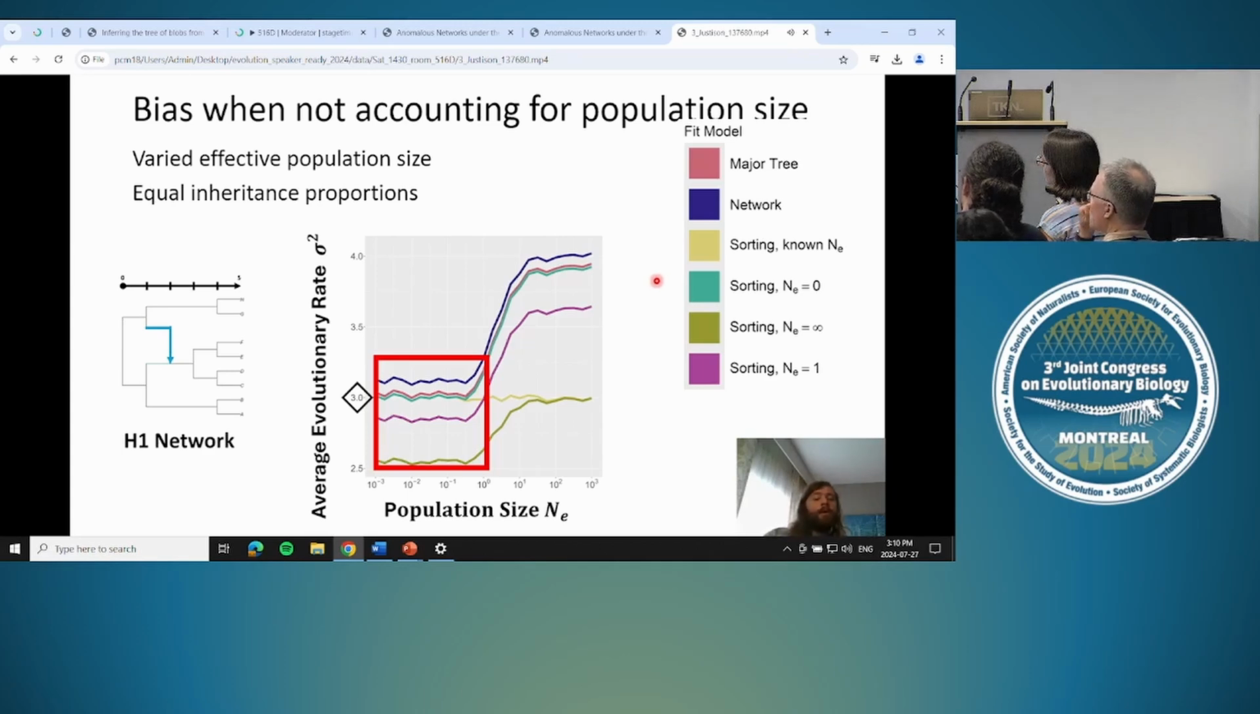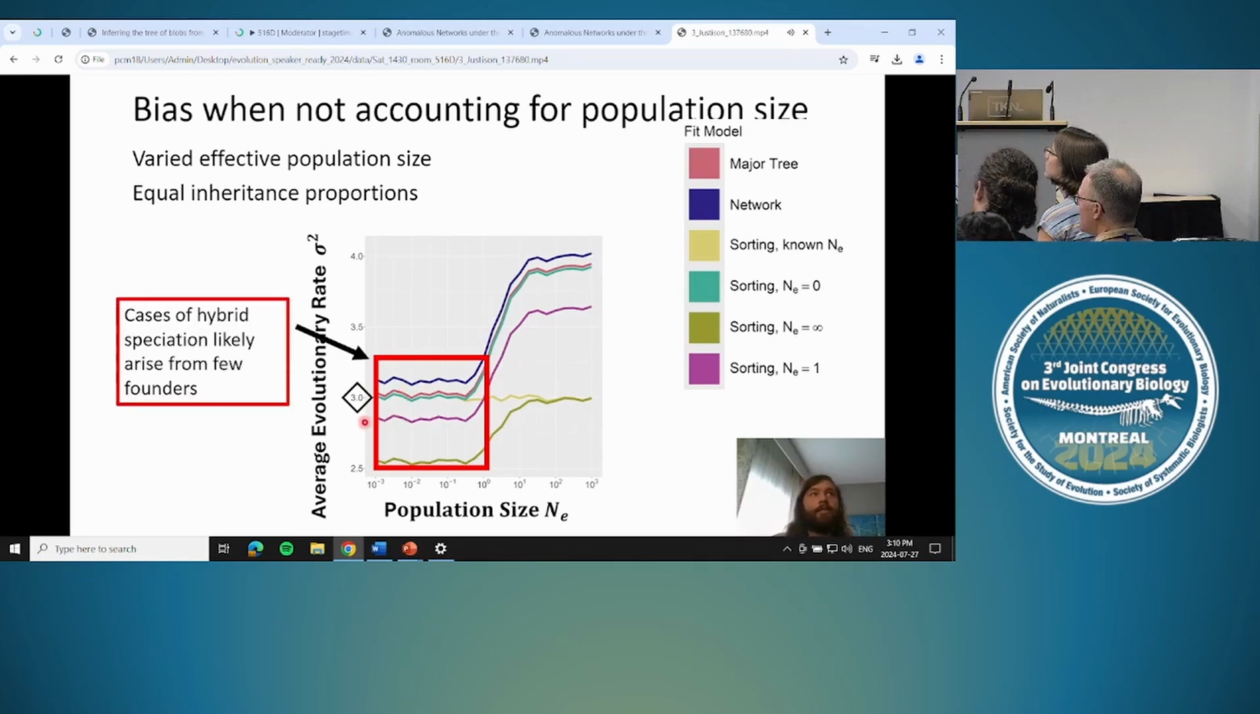Another thing we can note is that for relatively small effective population sizes, the overall bias when we use a misspecified model was relatively small. And this can be kind of a helpful result because in cases of hybrid speciation or adaptive radiation, the system itself is going to tend to have inherently a small effective population size. So even if we misspecify the model in these cases, we might be okay in terms of our overall results.